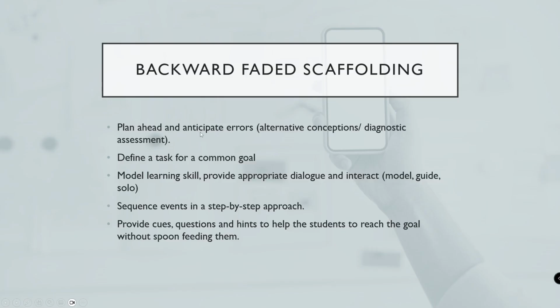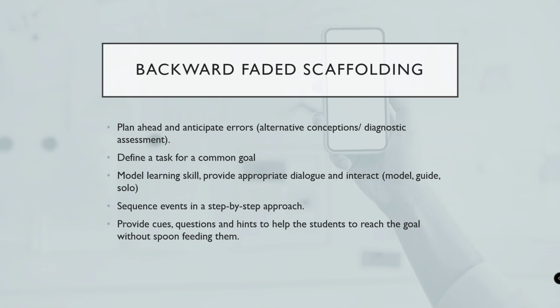So we plan ahead and anticipate errors with this one, with backward faded scaffolding. We go, this might be confusing. This is what we know about learning. We have to be mindful of this. And we can do this from diagnostic assessment or our own research, which is what you'll do in this subject. You define a common task for a common goal. Again, this idea of creating a unit together. You model learning skill, provide appropriate dialogue and interact. So the idea is you model, guide, and then they do it individually.